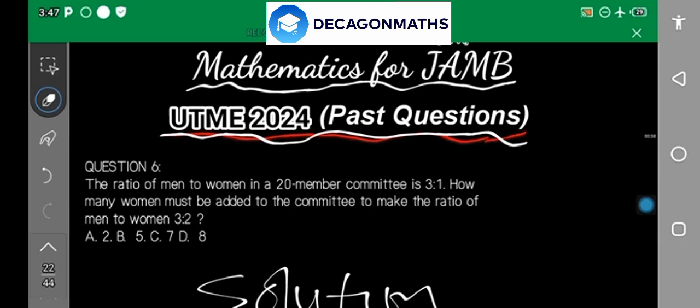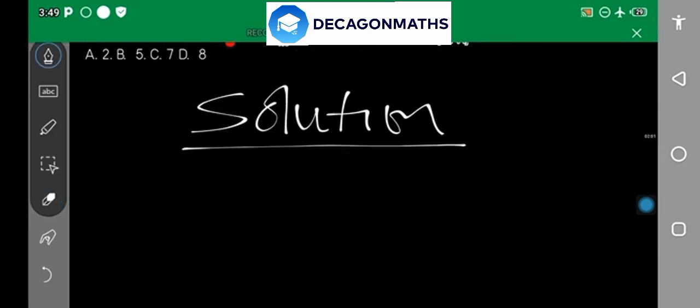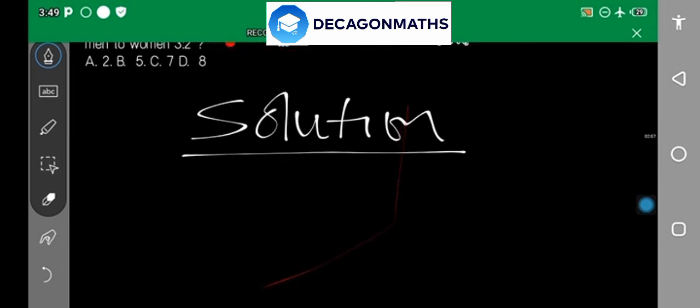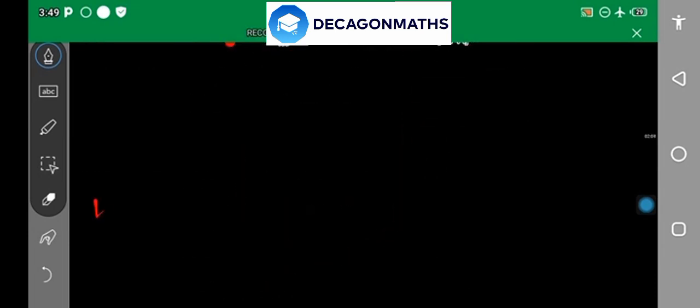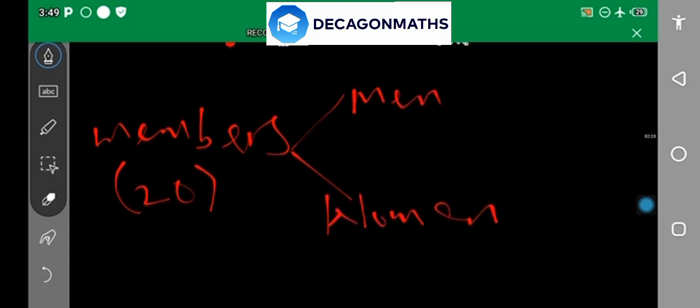So to solve this, we have to analyze the question. First, we have 20 members in the committee. So here we have committee or members, then there are 20 in number containing men and women in the ratio 3:1.